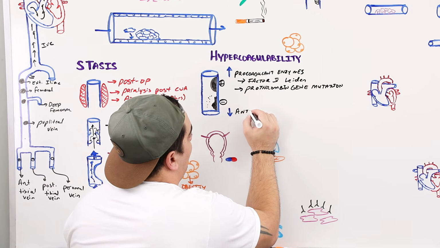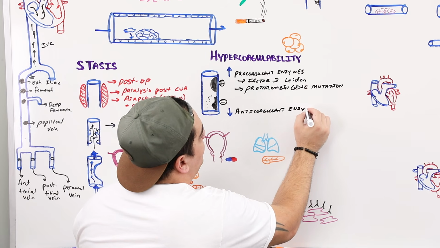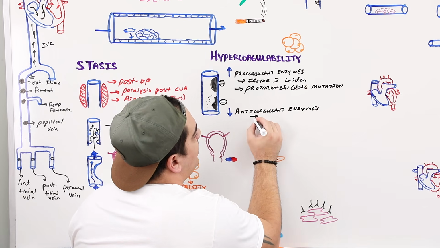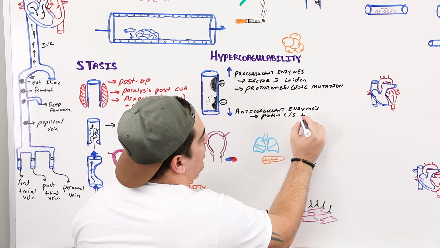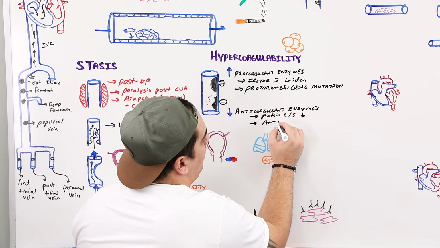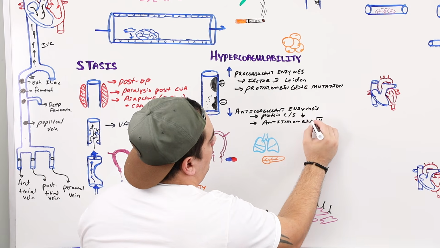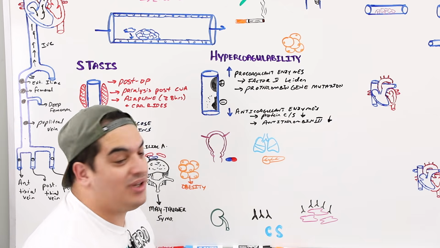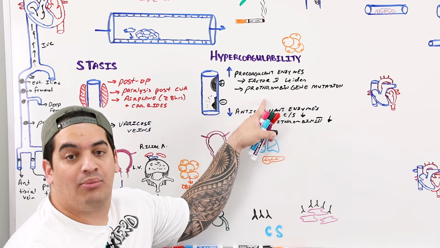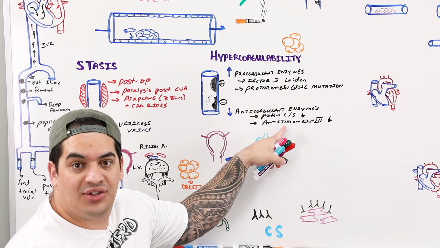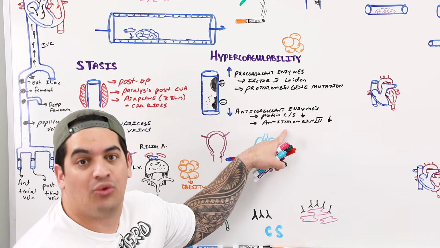So there's a decrease in anticoagulant enzymes. What are potential conditions to think about here? These are usually protein C and S deficiency, and another one is antithrombin 3 deficiency. These are two potential conditions I want you to think about. So two conditions for increased procoagulant activity: factor V Leiden and prothrombin gene mutation. Two conditions that cause a decrease in anticoagulant enzymes: protein C and S deficiency and antithrombin 3 deficiency.